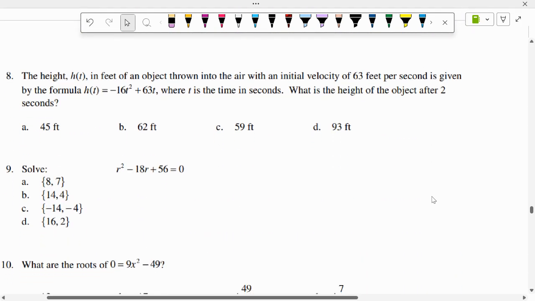Number 8, the height h of t in feet of an object thrown into the air with an initial velocity of 63 feet per second is given by the formula h of t is negative 16t squared plus 63t, where t is the time in seconds. What is the height of the object after 2 seconds? How can I solve this? What are your thoughts? Any ideas?